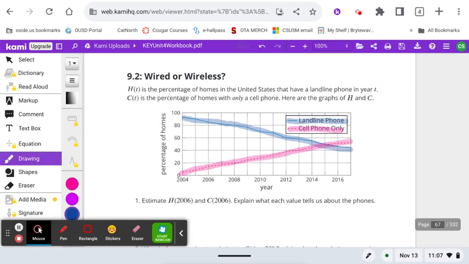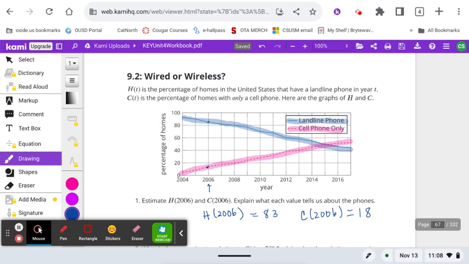And so estimate H of 2006 and C of 2006. So H of 2006 is the landline one. So that's up here. What do you think that looks like? Like 83, 84, somewhere around there. C of 2006 is how many people had cell phone only in the household at that time. What would you call that? Like, I don't know, 18.